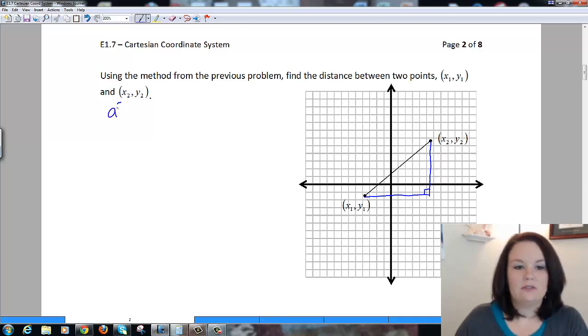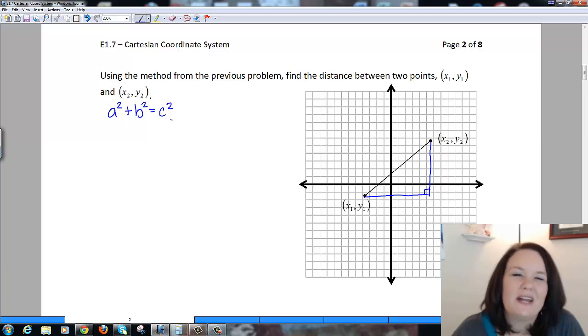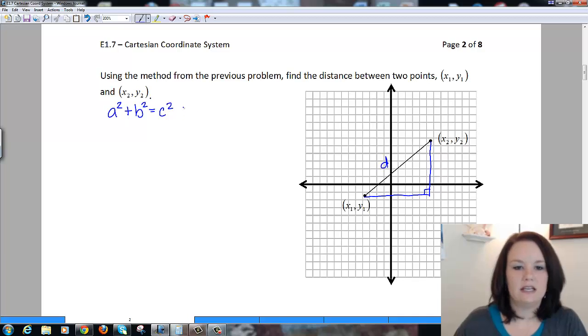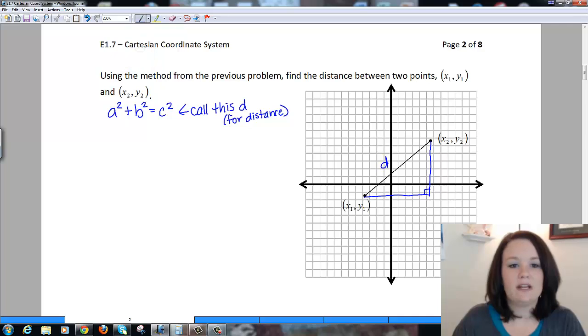I can still use a squared plus b squared equals c squared, where c is my distance. Now instead of using a c, I'm going to use a d. I'm going to call this d, for distance, because I want to find a distance. Okay, and we're going to see if we can come up with a generic distance formula that will work for any 2 points. So I'm going to work it the same way I did before.